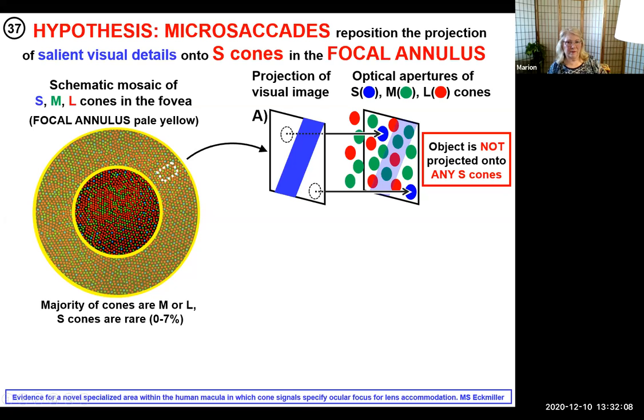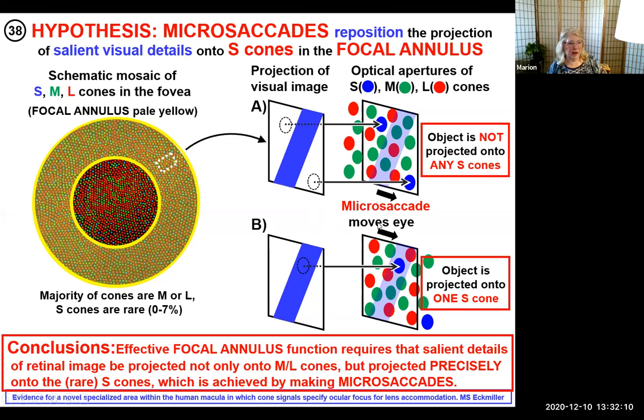What can we do about that? Well, we can make a microsaccadic eye movement. So I have now, the bar of light is in the same position, but we have moved our eyes so that this one important blue cone is now, so these cones have just been shifted here, and the blue cone is now going to be able to perceive that blue part of the image. So the object is projected onto, hooray, 1 S cone.